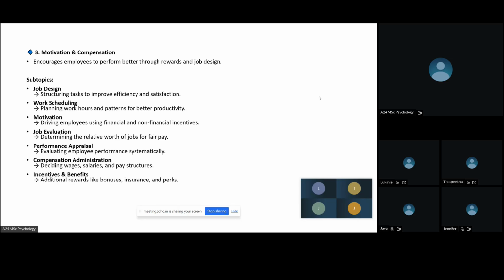And what are the subtopics in motivation and compensation? Again, job design. We are structuring and saying that these are the tasks that need to be done by you, and this is how many sales you have to complete. Then only you will be eligible for this compensation or this reward. And then we also need to schedule the work, planning our work hours and patterns. So say we have clients globally, so we need to have a team working in India time. If we have clients in the US, we need to make sure that there are people available in US time, so that they can pitch in their sales during that time. So all this scheduling needs to happen.